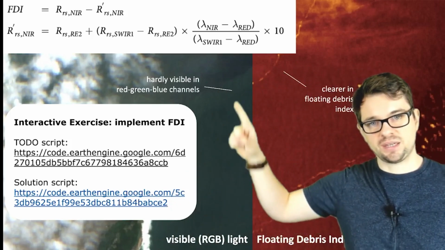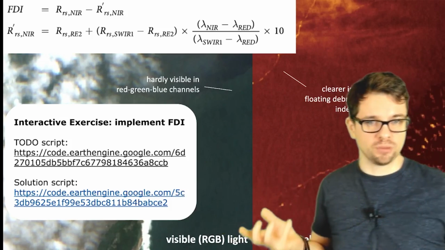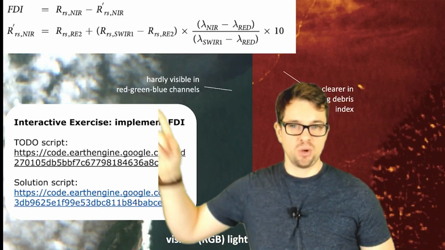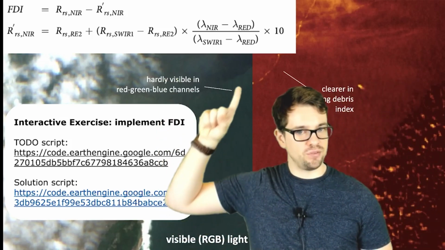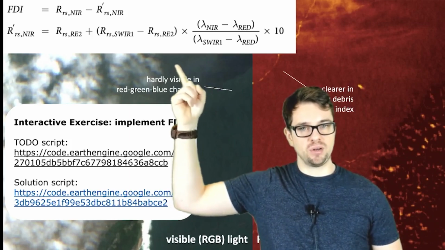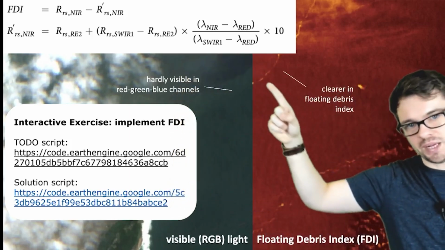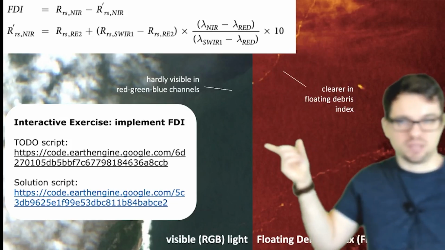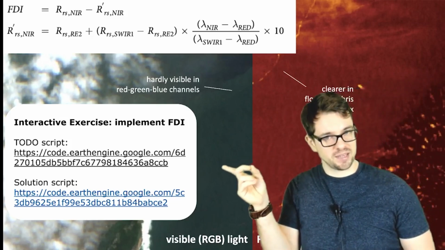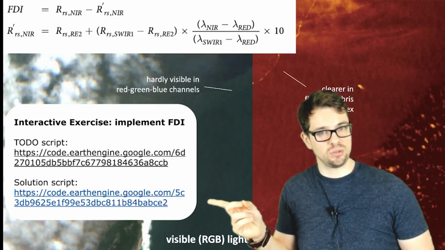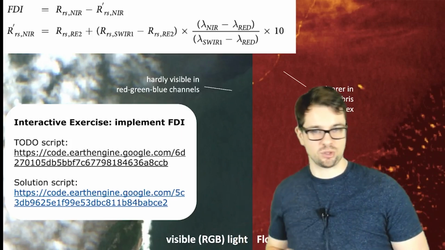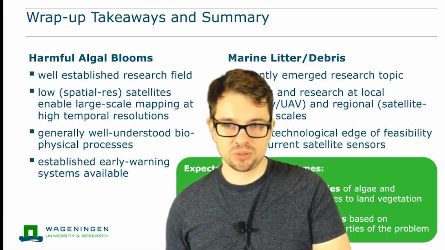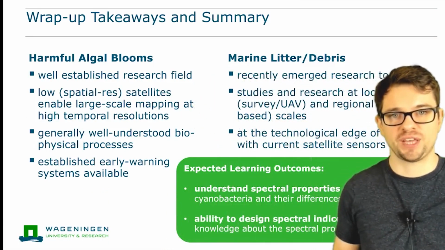So here is the Sentinel-2 satellite image from the Durban example I gave you in the beginning, where the debris are not particularly visible in RGB, but when you calculate this FDI index, you will be able to see these debris in the open water. And again, here I provided an interactive exercise with the TODO script and the solution script, and I'll put them also in the description below. With that, I want to go to the conclusions, wrap up of takeaway and summary.